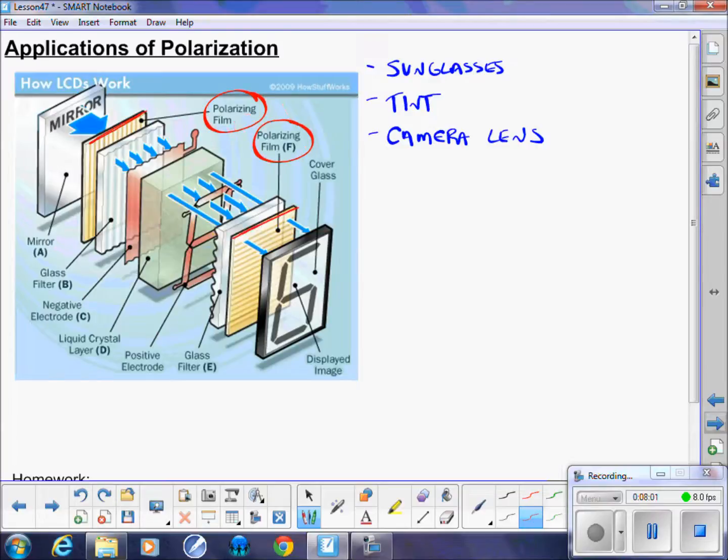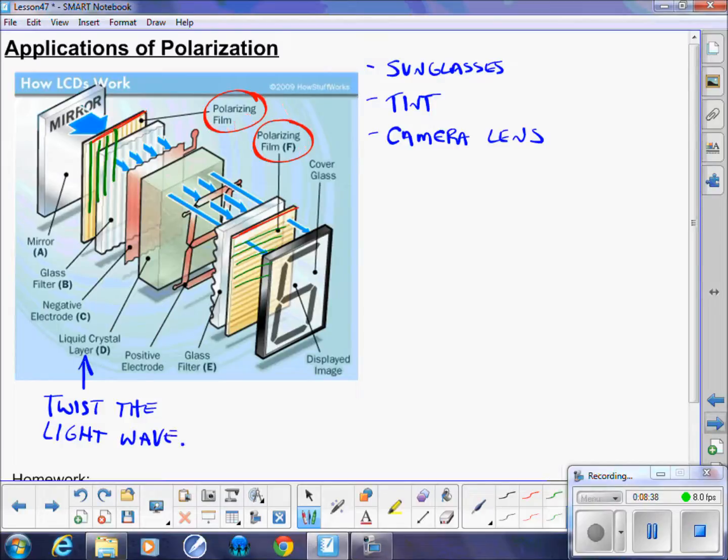What you'll notice when you take a close look at my picture here is that they are oriented perpendicular to each other. So if you look, this one is oriented vertically, this one's oriented horizontally. So you would think that light that's coming through here to project on your LCD, there should be nothing at all projecting on it. Well, what this liquid crystal layer does, okay, it will twist the light wave.